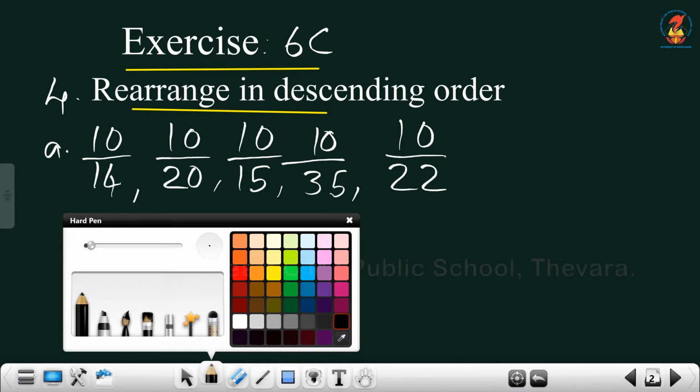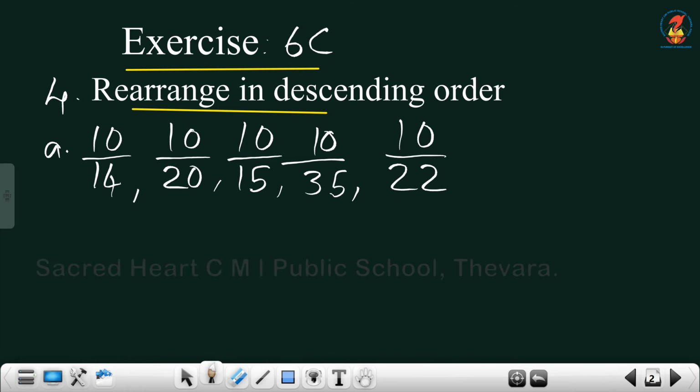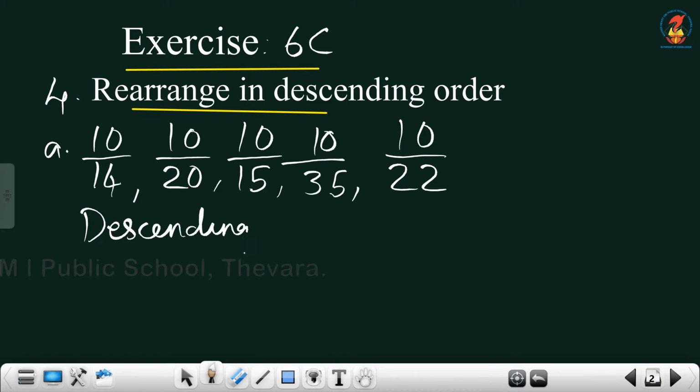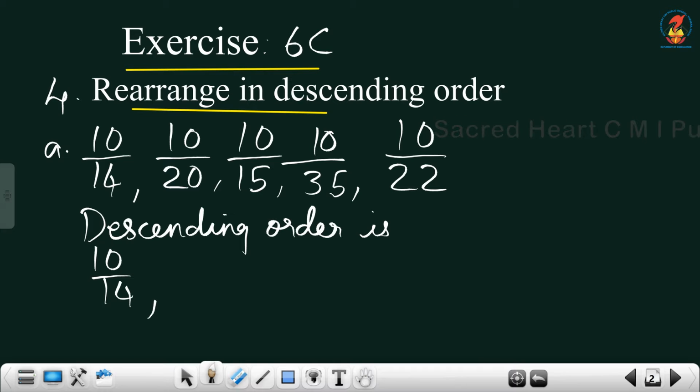So, I will write it here. Greatest fraction is, descending order is, you tell me, which one do we need to write first? The fraction with the smaller denominator is the greatest fraction. Which one is smaller here? 14. 10 by 14. After that, which one is next smaller?